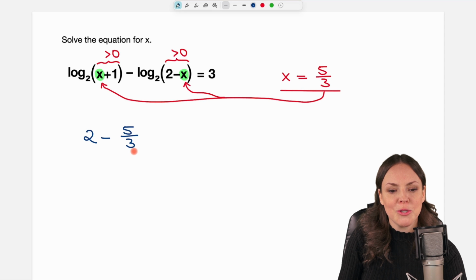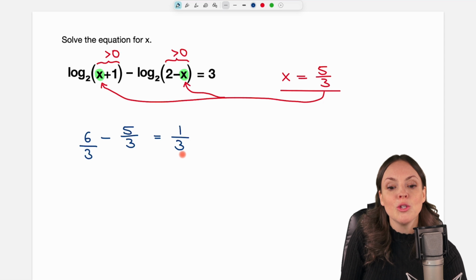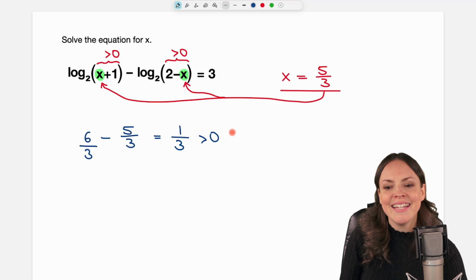Well, this time we should calculate this. We can write the 2 as a fraction, 2 over 1. We need the same denominators, so let's multiply by 3 here. 1 times 3 equals 3. 2 times 3 equals 6. So we have 6 minus 5 equals 1. And the 3 stays the same. So yes, this is greater than 0. The world is good, and this is a valid solution.